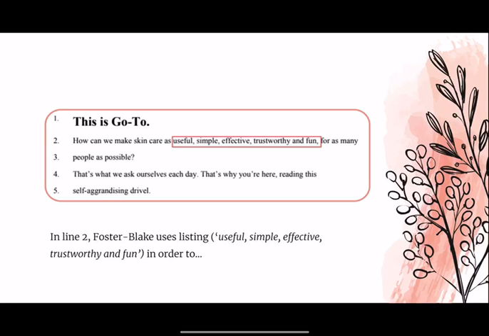So in a sentence, it might look like, in line 2, Foster Blake uses listing, useful, simple, effective, trustworthy, and fun, in order to blah, blah, blah, blah, blah. Okay, so you could start off your sentence in that way. You'll notice as well that I've used the author's name instead of something generic, like just saying the author, or in line 2, listing has been used, blah, blah, blah. I've named her, I've included her in my sentence. And that just helps to make your writing a little bit more specific, and it's very, very clear that you are talking about this particular text, and it can only be about this particular text.